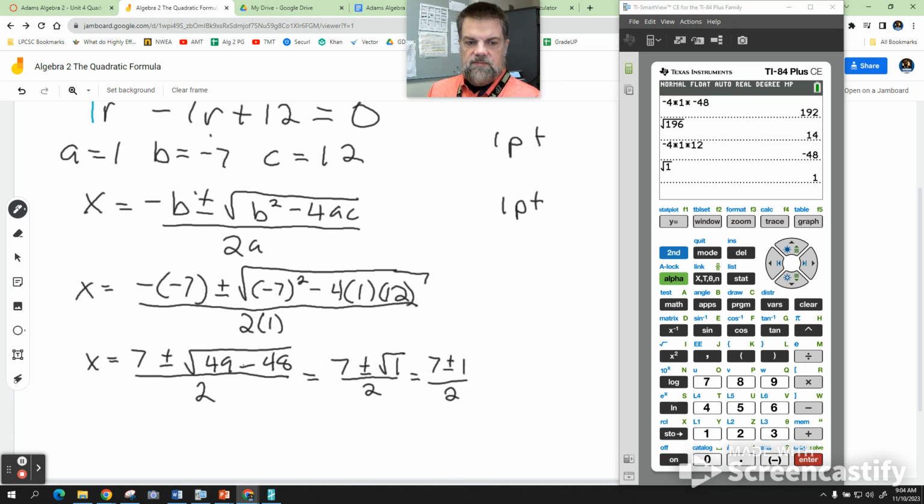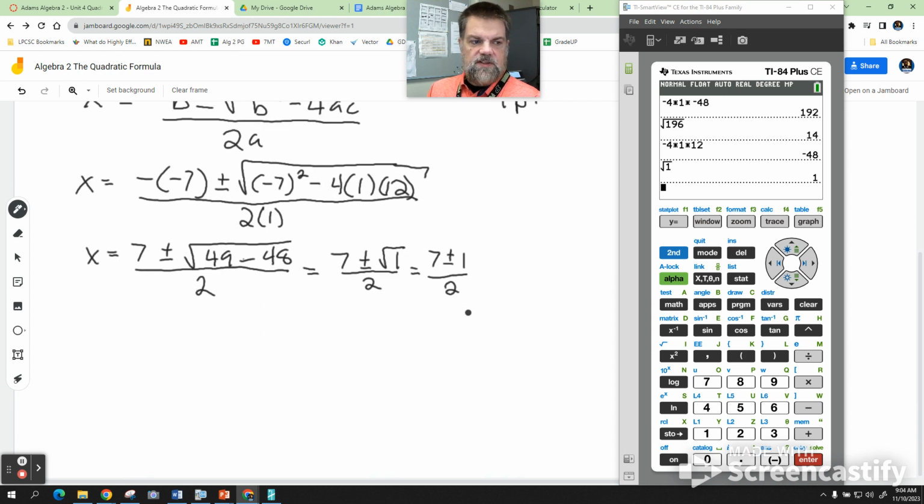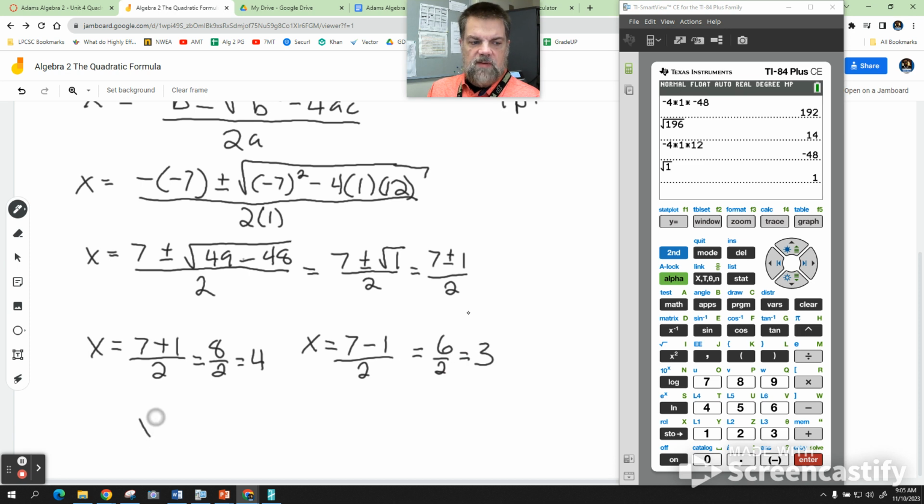So I get this. So then the next thing I need to do is I'm going to separate the plus and minus sign. So I'm going to say 7 plus 1 equals 8, and 7 minus 1 equals 6, divided by 2. This is going to be 8 over 2, which is just 4. This is going to be 6 over 2, which is just 3. So I believe that the solutions are 4 and 3.